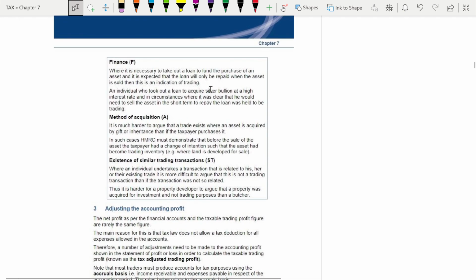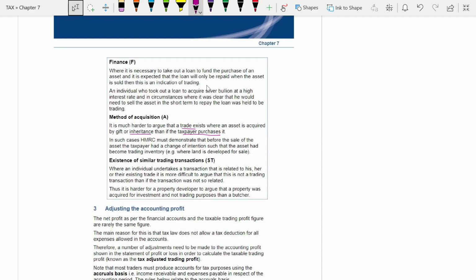They may make it very, very specific. Finance: you have taken a loan, you are doing the business, and you are paying back the loan. If that is the case, it is called trading. It is much harder to argue that trade exists when an asset is acquired by gift or inheritance rather than the taxpayer purchasing it. If somebody is giving a gift, it is not a trade.